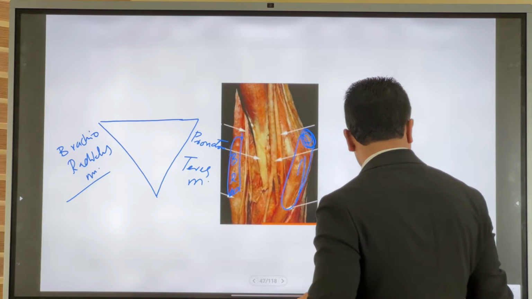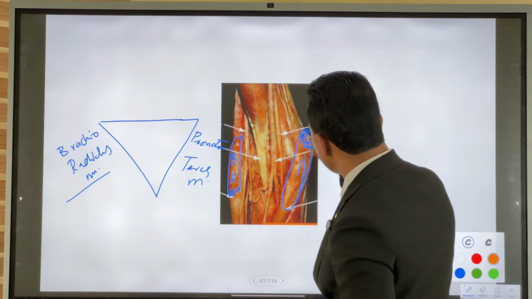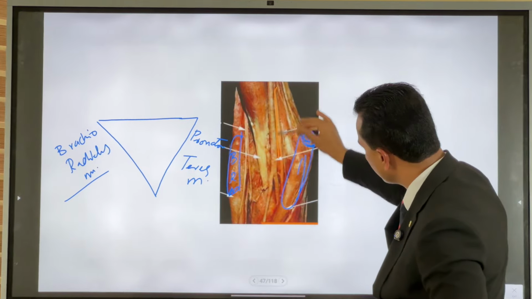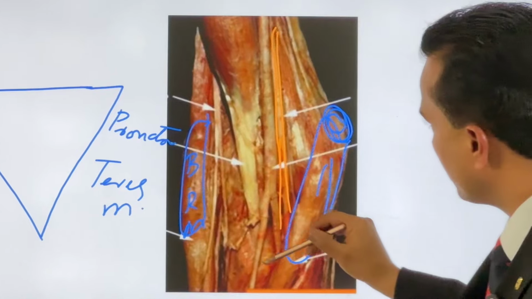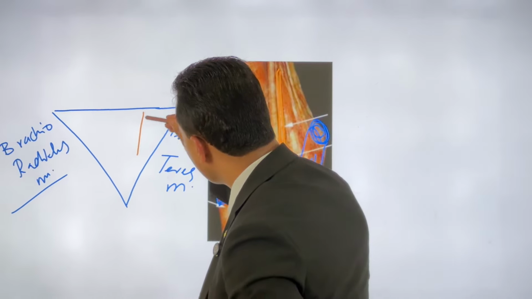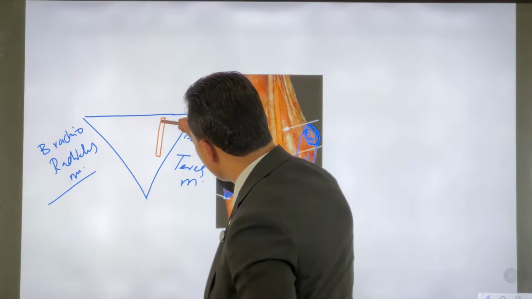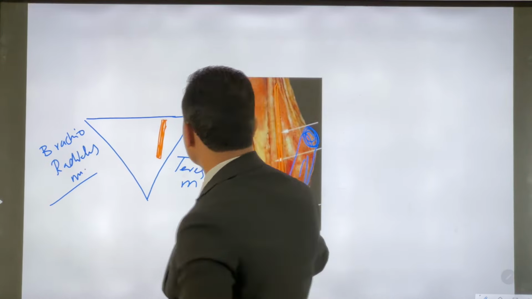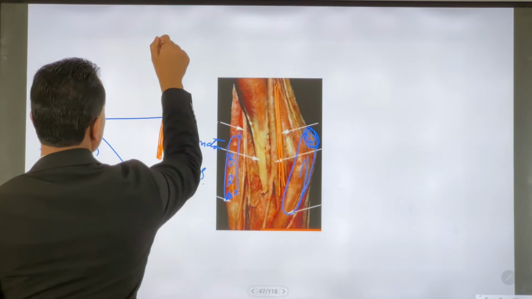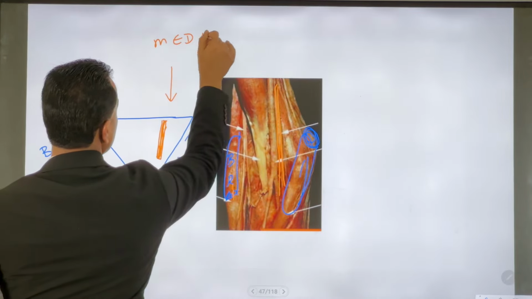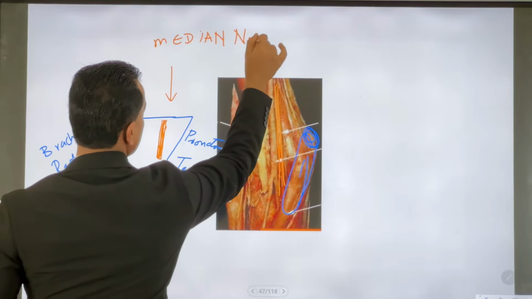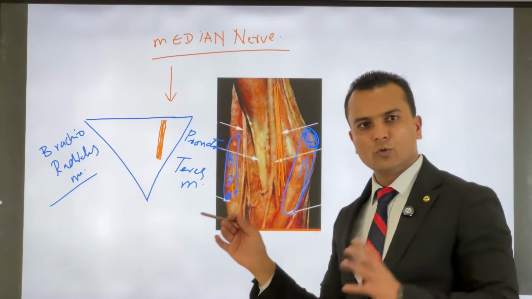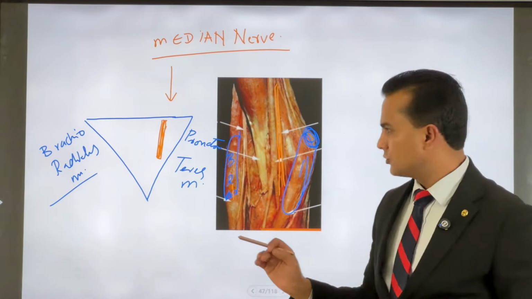And what are the important structures passing through this cubital fossa? The first important structure, if you zoom here, I can show you, is the median nerve. The most medial structure passing through the cubital fossa is the median nerve. Remember, this is not medial, this is median nerve. Remember M: the most medial structure in the cubital fossa is the median nerve.